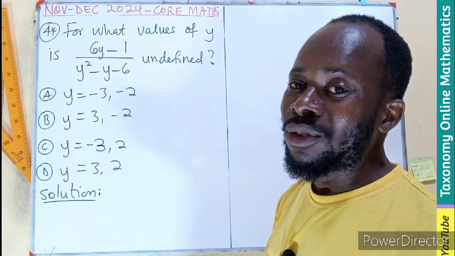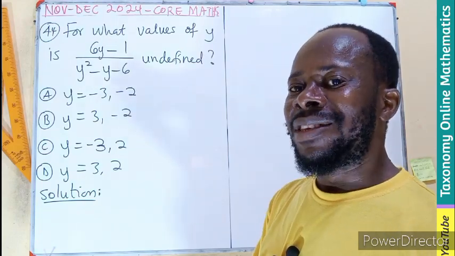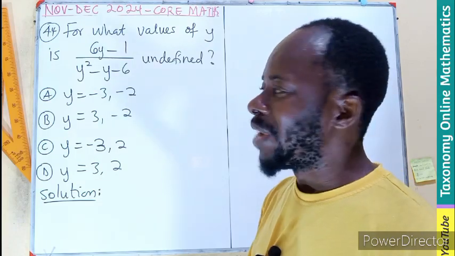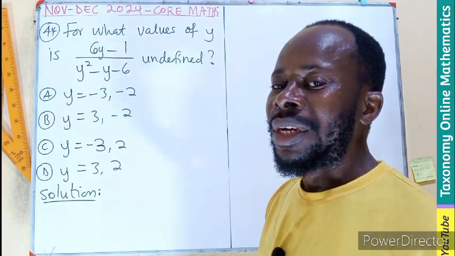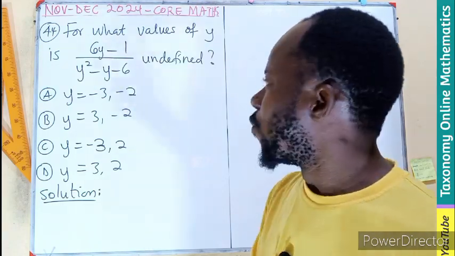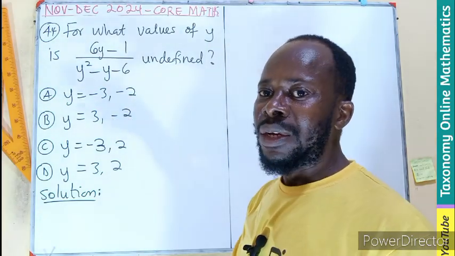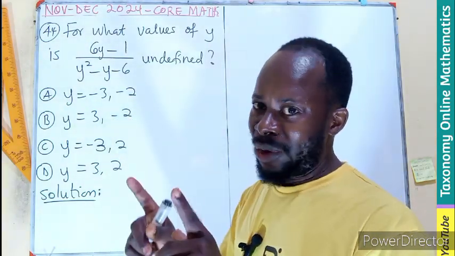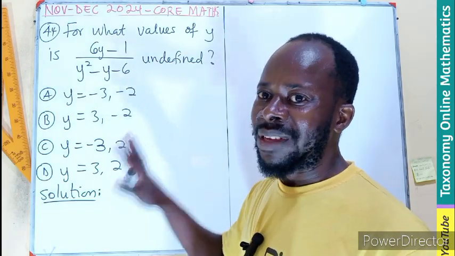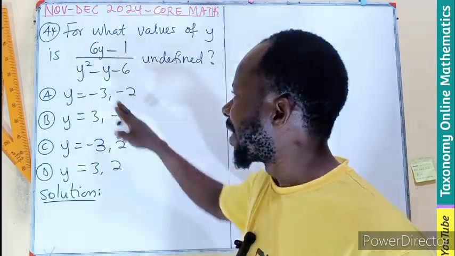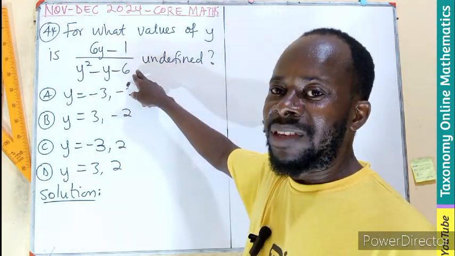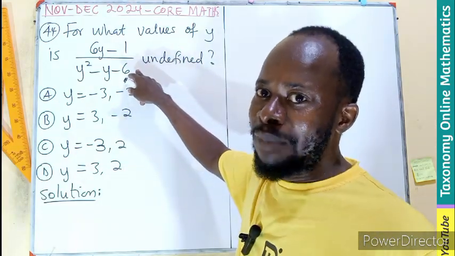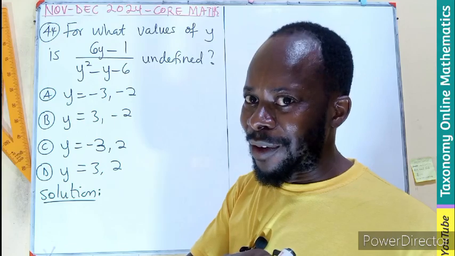So for a fraction to be undefined, it means the denominator is what? 0. So it means there is a value that y will assume that, when substituted, will make the denominator expression just be 0. So we need to find that value that will make the denominator 0. That simply means that we equate everything in the denominator to 0. I don't know if you understand what I mean.